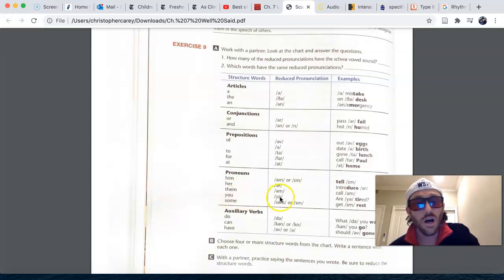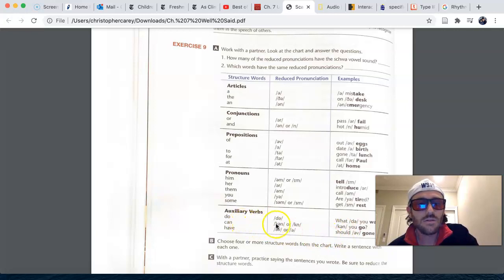You, ya. Are ya tired? I know you've heard that before. Ya instead of you. Some, or no vowel sound at all, just some. Get some rest. And auxiliary verbs, those helping verbs, do, duh. What do you want? And that's an example of linking, right? We've talked about that in the previous course in 65. Linking as a form of reduction, the combining of consonant sounds in different words.